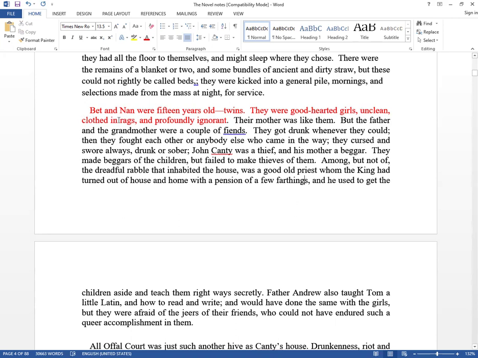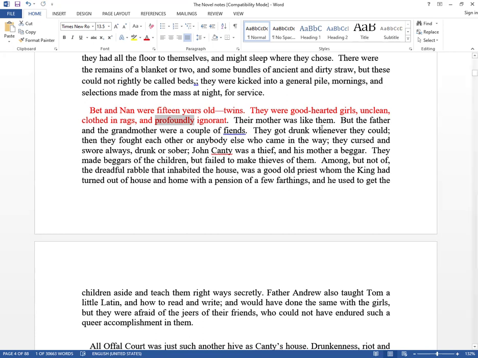They are clothed in rags, ragged clothes. Even their clothes are torn. They do not have proper clothing. And profoundly ignorant, seriously, deeply. Profoundly means deeply. Ignorant means not educated. They do not know anything beyond Offal Court, because during this time education was not common. Poor people did not have any education. Only the rich people had education. That is another social problem these people have. Poverty, lack of education. Mark them down.